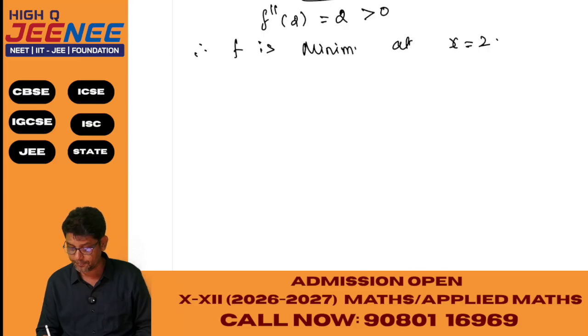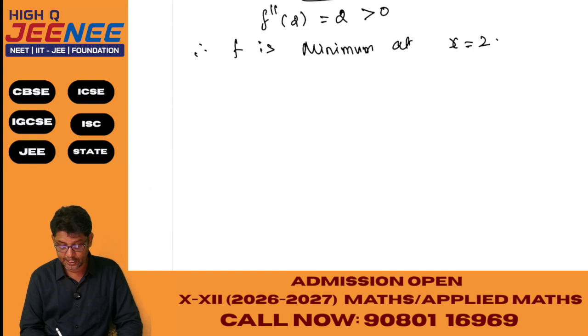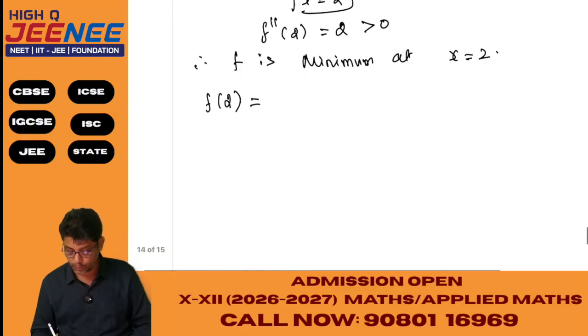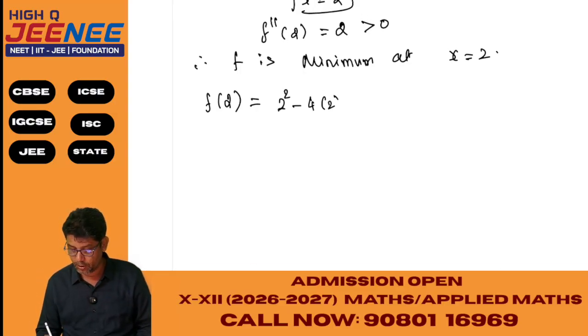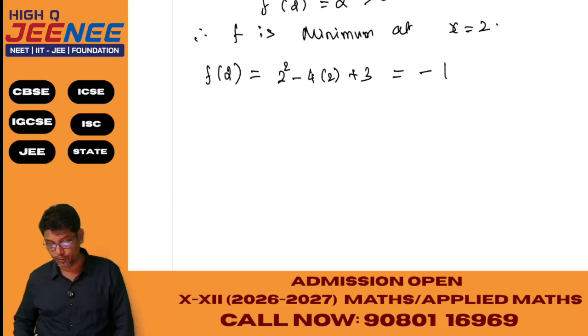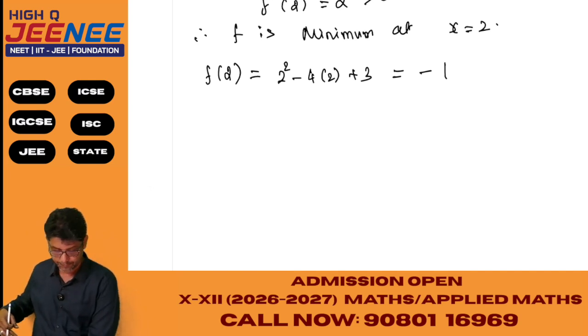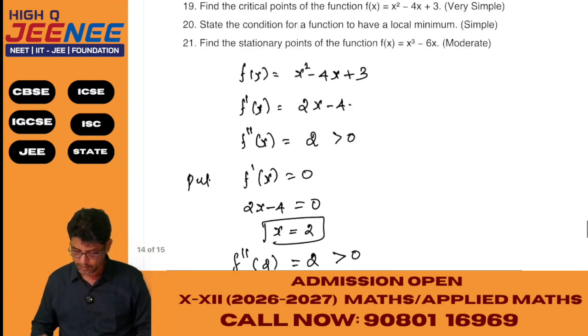Minimum at x is equal to 2. So now, if they ask you to find the minimum value, find f of 2. What is f of 2? 2 square minus 4 into 2 plus 3. It is x square minus 4x plus 3 only. So 4 minus 8 is minus 4, plus 3 is minus 1. Are you getting minus 1? This is our f of 2. Next.